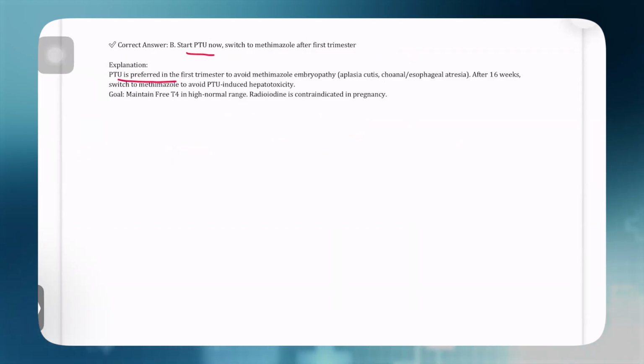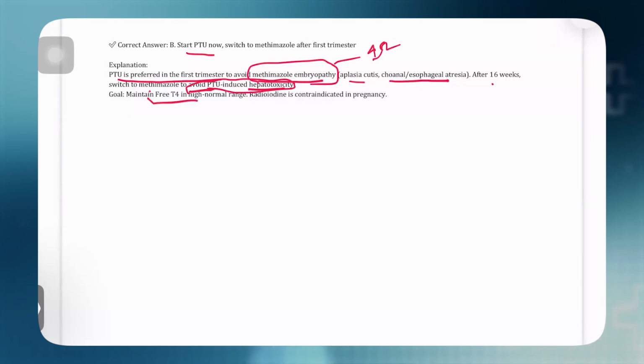So the answer is starting propylthiouracil now and then switching. PTU is preferred in the first trimester to avoid methimazole embryopathy, that is aplasia cutis, choanal and esophageal atresia. After 16 weeks, switch to methimazole to avoid PTU-induced hepatotoxicity. Both of them have their own issues, but methimazole embryopathy occurs in the first trimester, so you don't give it. Later on, you don't give propylthiouracil because it can cause liver damage. So what is tested? Free T4 levels are tested.